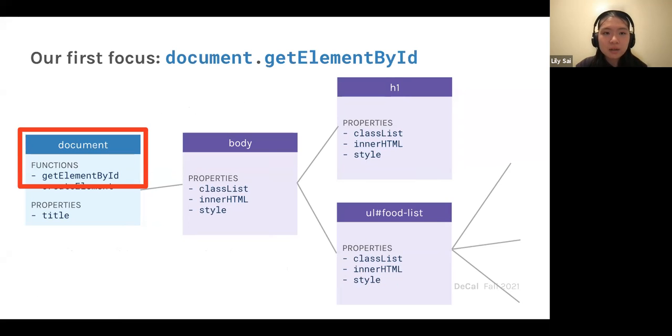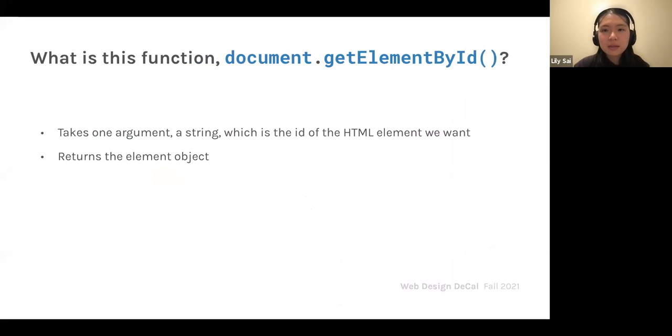But we'll focus on the document first of all. The document is our entire HTML page. It's the root of everything. Within document, we have this function called getElementById. This is really important and we'll use it a lot in this class, starting now, because it's really foundational to being able to interact with your HTML page with your JavaScript. So what is document.getElementById? It takes one argument, which is a string, and that will be the ID of the HTML element we want.